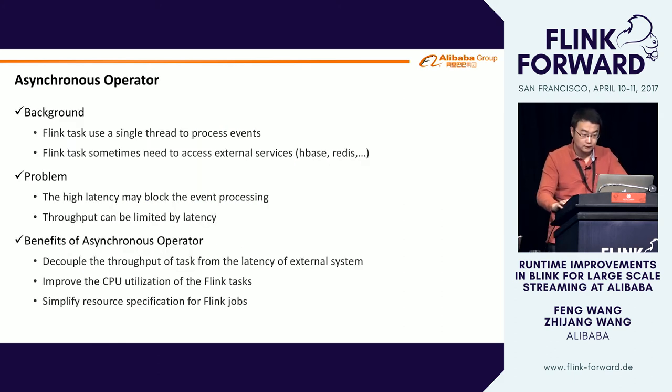Okay. Now, let me talk about the next subtopic about the performance improvements: async operator. As we know, a Flink task uses a single thread to process events. And sometimes a Flink task needs to access some external services, such as HBase, Cassandra, or Redis. The high latency of these services may block the processing and limit the throughput of the task. For example, if the HBase response latency is 1 millisecond, the max throughput of the task could only be 1,000.